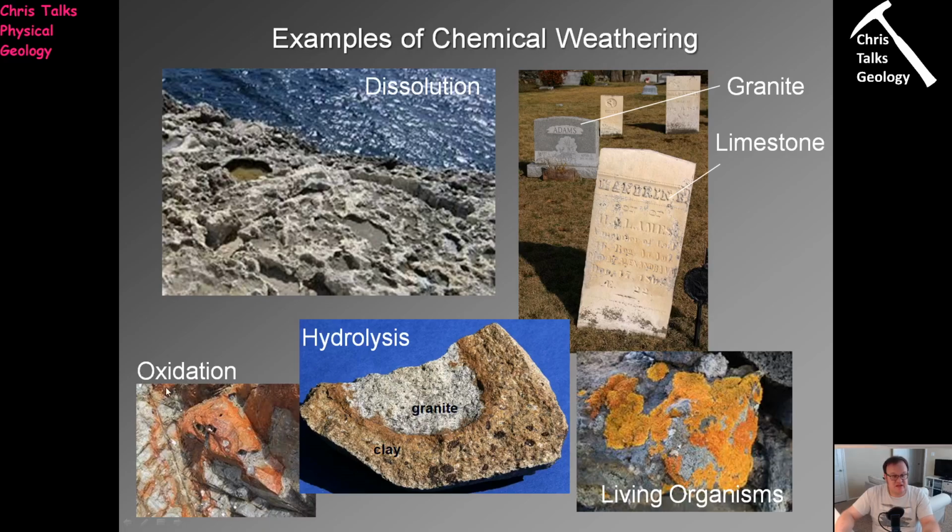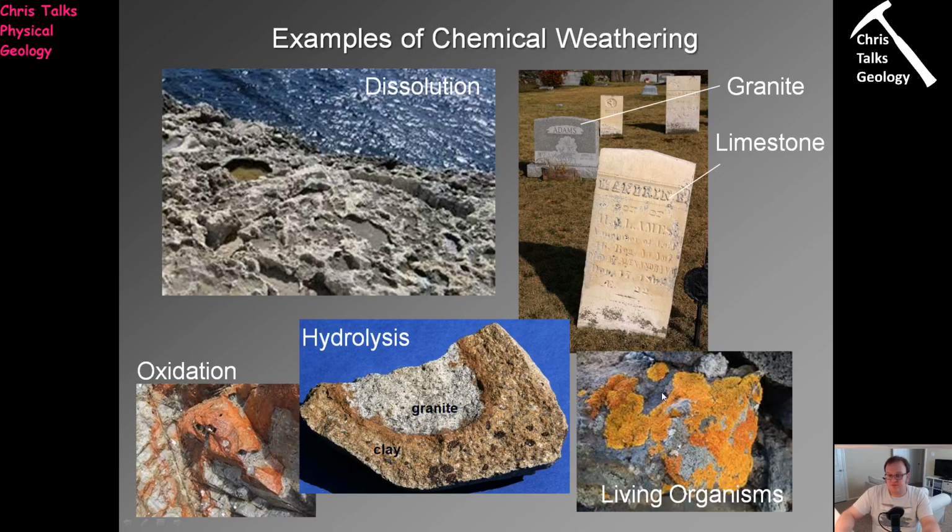So we can see here we have rust forming along these cracks in this rock. This is an example of oxidation. And here we have in this piece of granite, you can see the original granite itself is nice and fresh there, but this granite here has been exposed to water and it's undergone the process of hydrolysis. So the minerals within the granite are breaking down due to reactions with water.